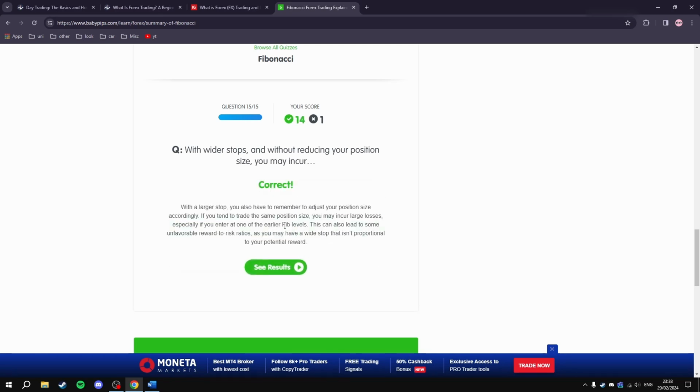Correct. With a larger stop, you also have to remember to adjust your position size accordingly. If you tend to trade the same position size, you may incur large losses, especially if you enter at one of the earlier fib levels. This can also lead to some unfavorable risk to reward ratios, as you may have a wide stop that isn't proportional to your potential rewards.